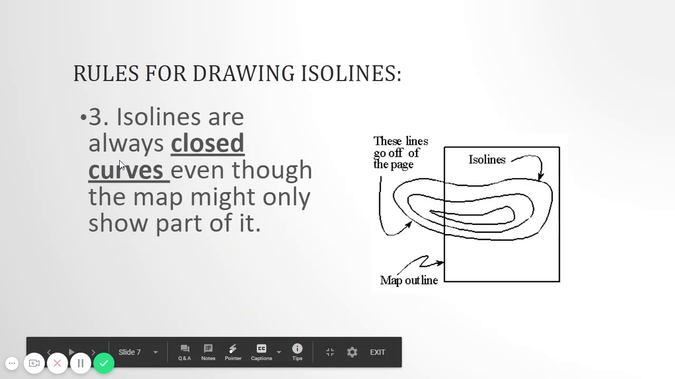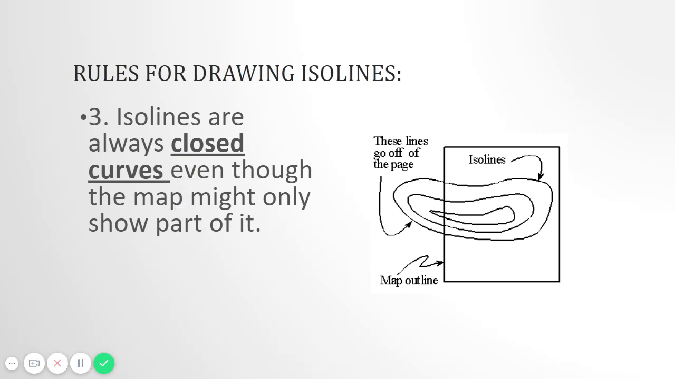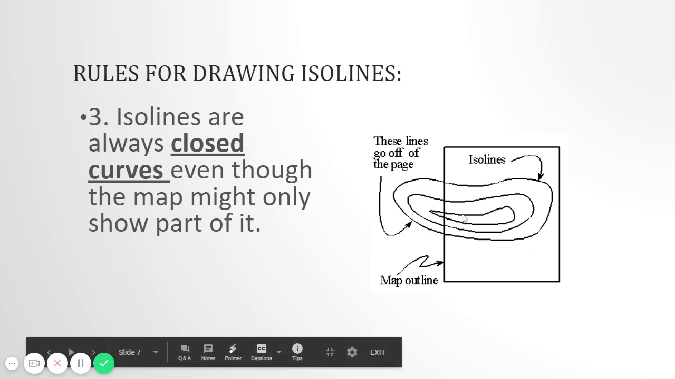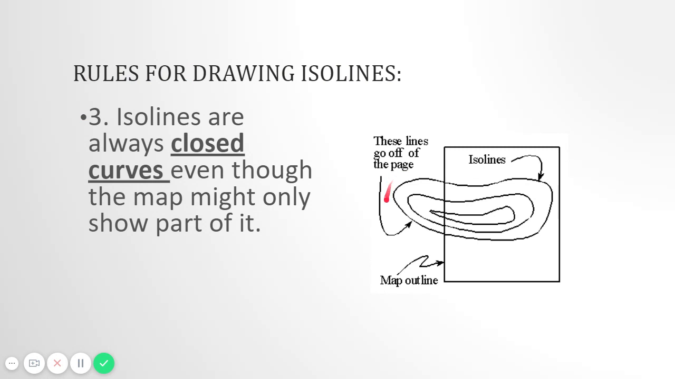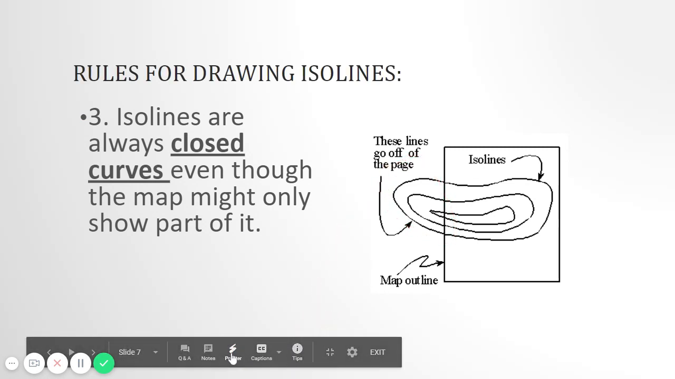Rule 3, isolines are always closed curves, even though the map might only show part of it. So when you're drawing them in or when you see them drawn, just be aware, eventually they will close into a loop. But if this box here is all that's being shown, then you don't see the part off of the map. So you may not see all of it, but just be aware that it is there.